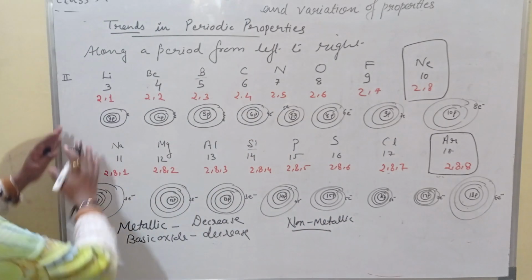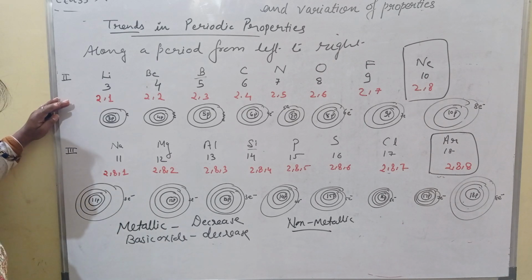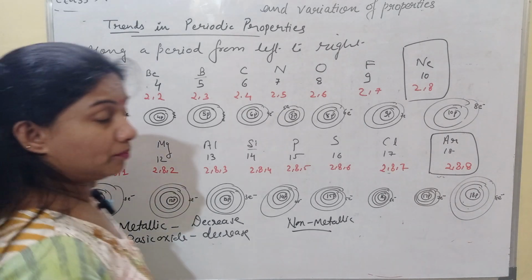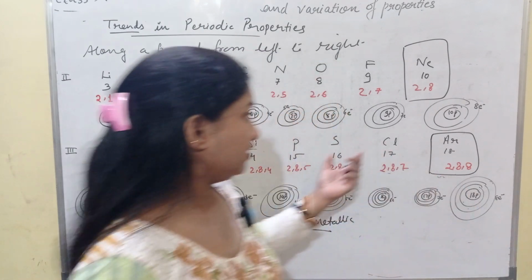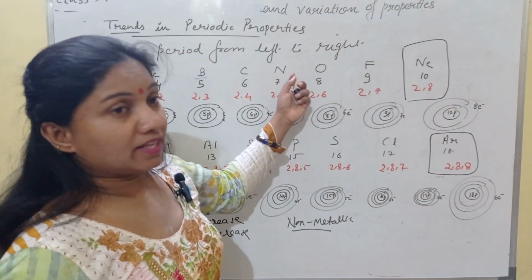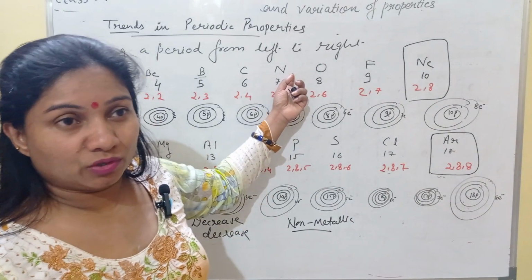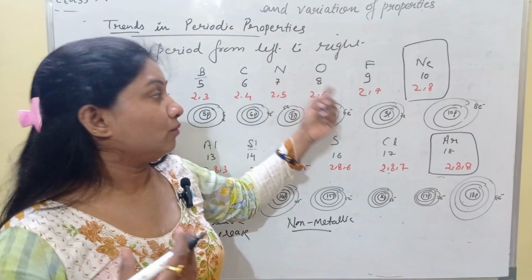So, if the metallic character is decreasing, that means non-metallic character is increasing. Why? What are non-metals? Elements that have the tendency to accept electrons, and we have already seen that these elements accept electrons. They accept to complete their octet.